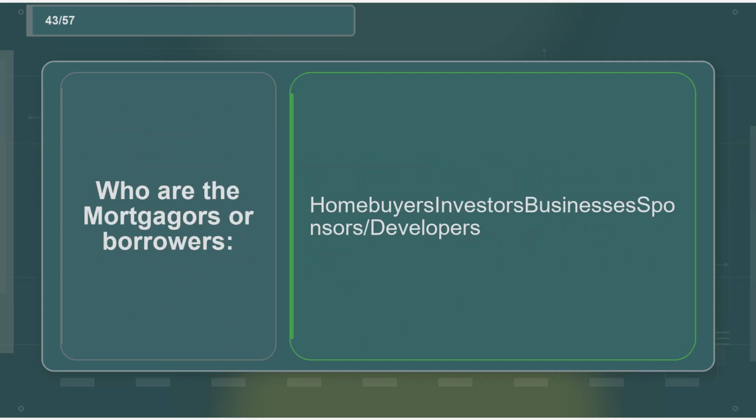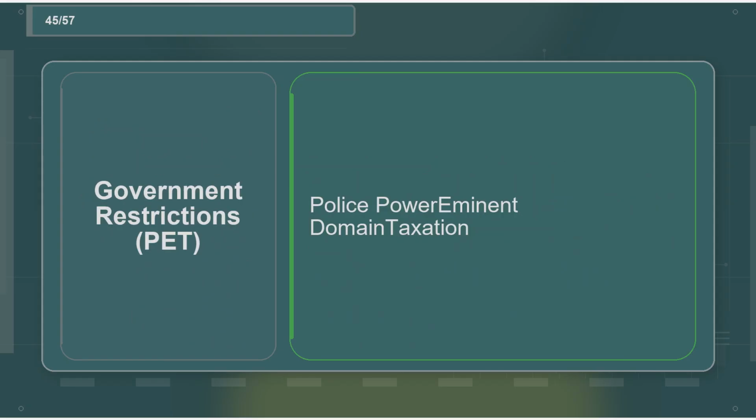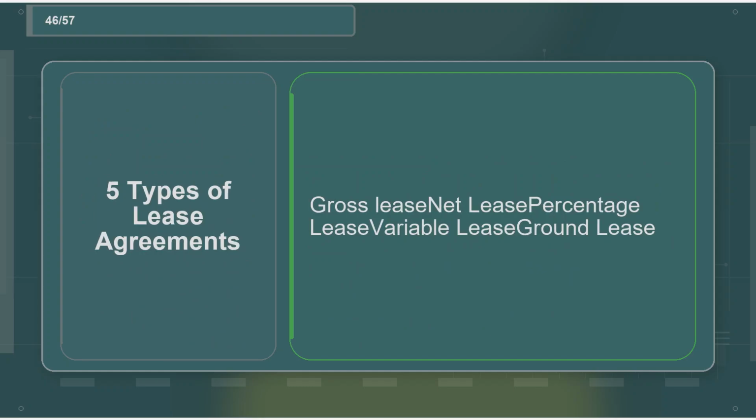Flashcard 43, term: who are the mortgagors or borrowers. Definition: homebuyers, investors, businesses, sponsors/developers. Flashcard 44, term: Chapter 61J2. Definition: Florida Real Estate Commission, FL Administrative Code, FAC. Flashcard 45, term: government restrictions, PET. Definition: police power, eminent domain, taxation. Flashcard 46, term: 5 types of lease agreements. Definition: gross lease, net lease, percentage lease, variable lease, ground lease.